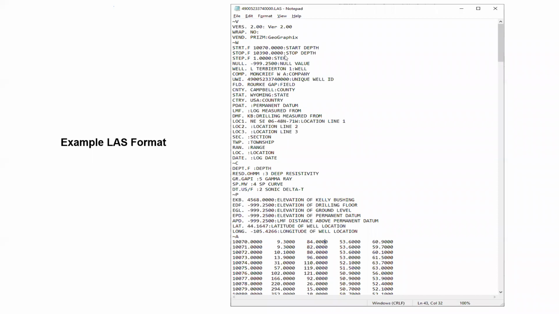After that, you get the well information. You can see that we have the W sign showing, and from this line the well information starts. In this well information, you can see the well name, company name, UWI, country, start and stop, and the step values. After that, you have the curve information block. In this block, you can see how many curves you have in this LAS file. Right now, in this LAS file, I have the depth log, ResD, deep resistivity, GR, SP, and DT curves available.